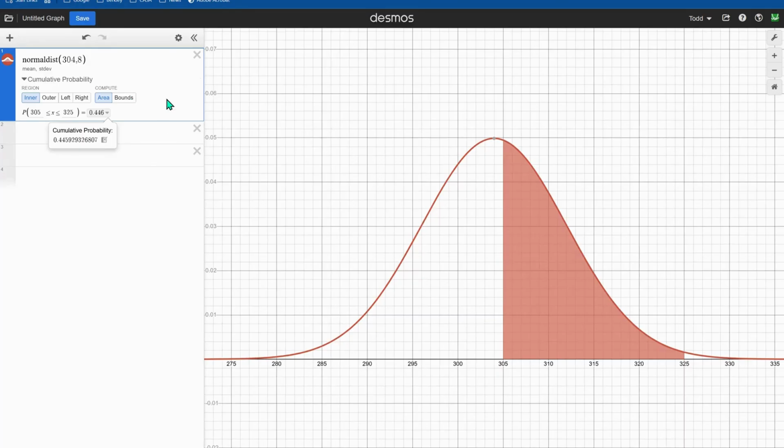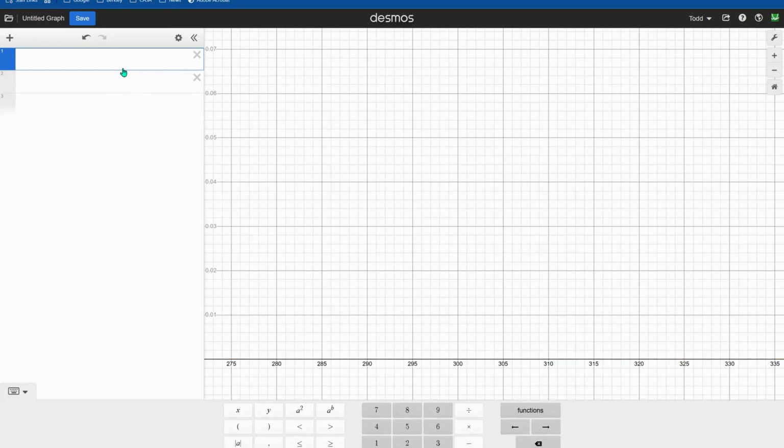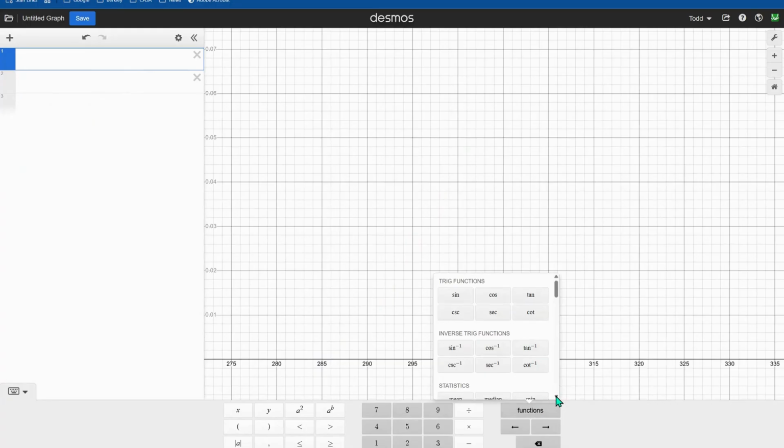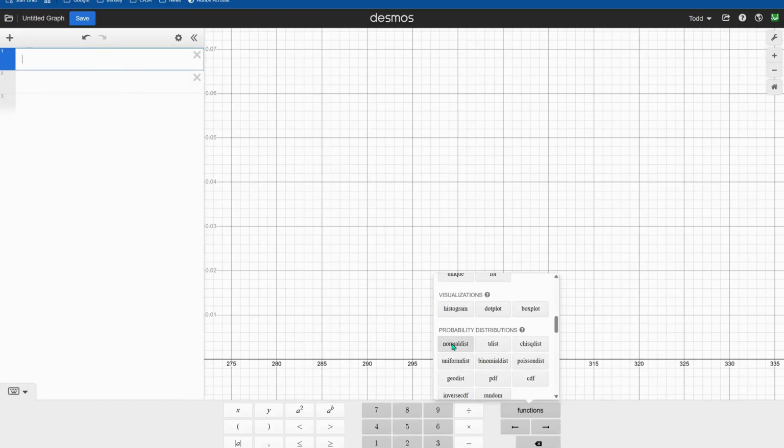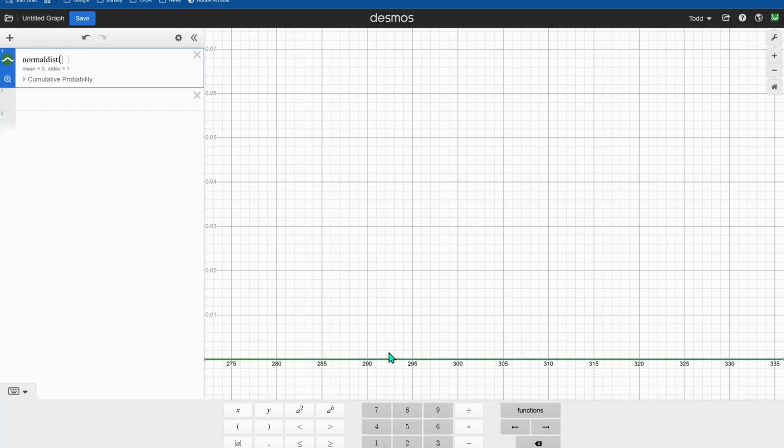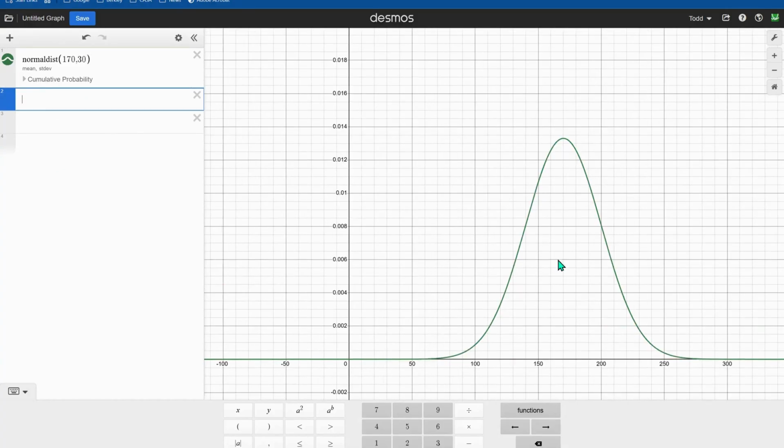Well, I'm going to get rid of our example here and start fresh. For our working backward problem, we're going to go to our functions again, and go to normal distribution. This time we'll type in the mean, which was 270, and the standard deviation, which was 30. We'll hit enter and hit the magnifying glass. And now we have a representation of that probability curve.